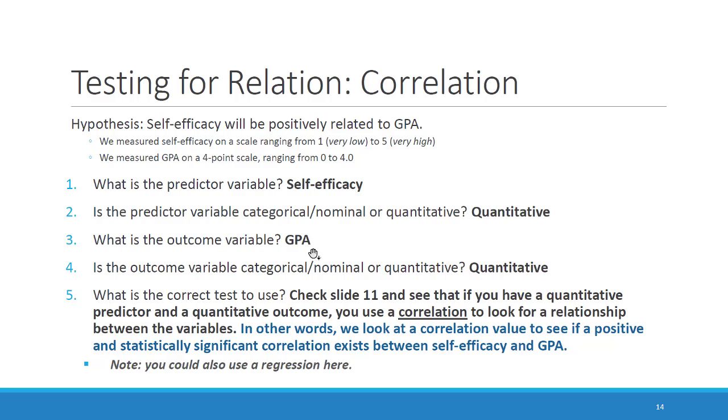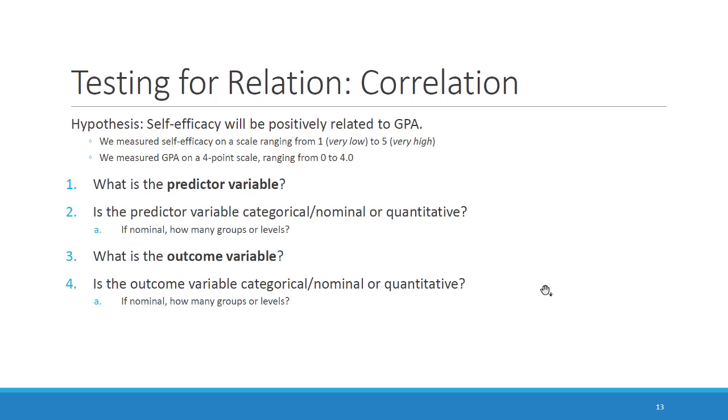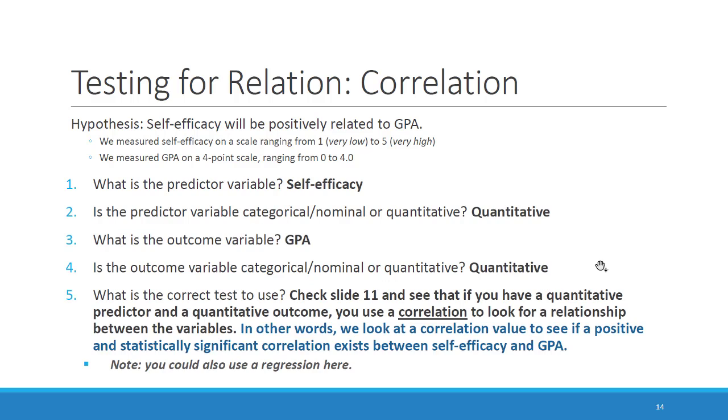What is our outcome variable? Well, that's GPA. GPA is measured on a 4-point scale ranging from 0 to 4. So our GPA is quantitative as well. So what type of analysis do we use when we have two quantitative variables? Well, we can go back to slide 11, and we see that if our variables are both quantitative, then we can use a correlation or regression. And we're specifically focusing on correlation for this class.